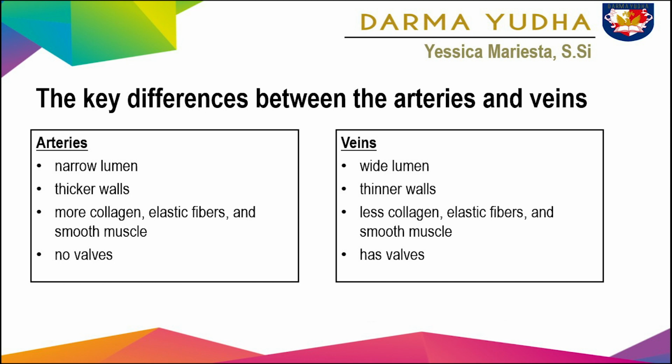So the key differences between the arteries and veins are: arteries have a narrow lumen. They also have thicker walls, they have more collagen, elastic fibers, and smooth muscle, and they have no valves. While for veins, they are the opposite: they have a wide lumen, thinner walls, less collagen, elastic fibers, and smooth muscle, and most importantly, they have valves.